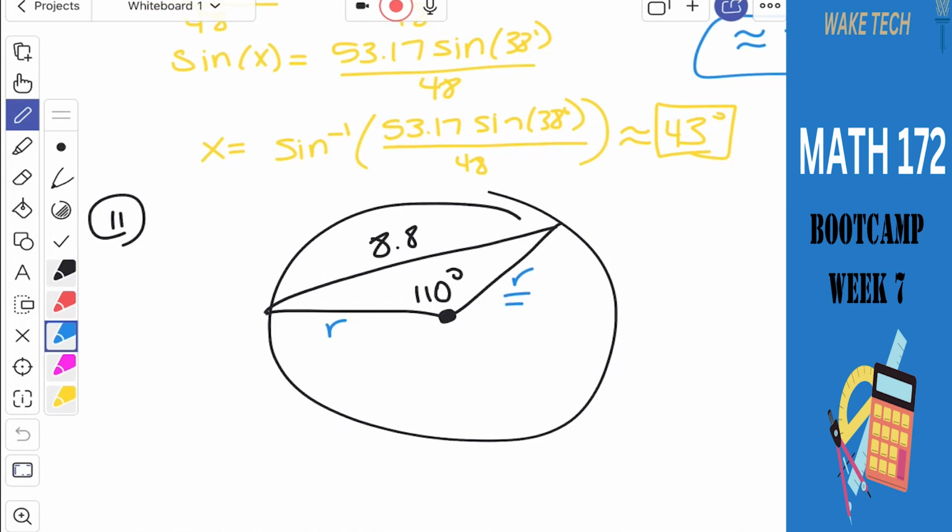So if this side is a radius and this side is a radius, that tells me that these two angles are identical to each other. They have to be identical if their sides are identical. So how we're going to find those two missing angles so that we can use the law of sines is by subtracting 110 from 180 to get 70 and then dividing it by 2 to get 35. Both of those angles are 35 degrees.